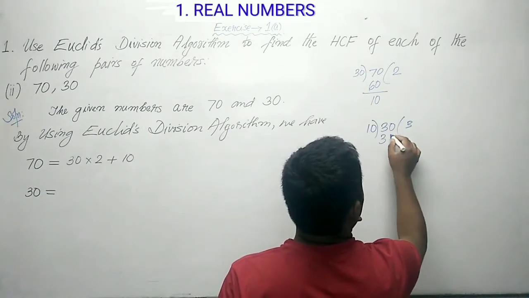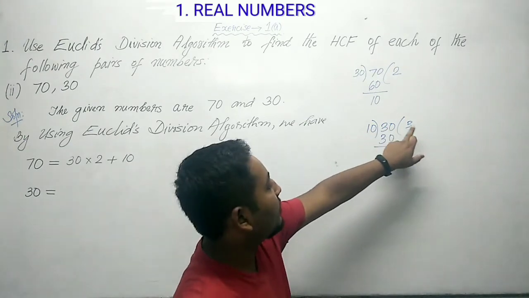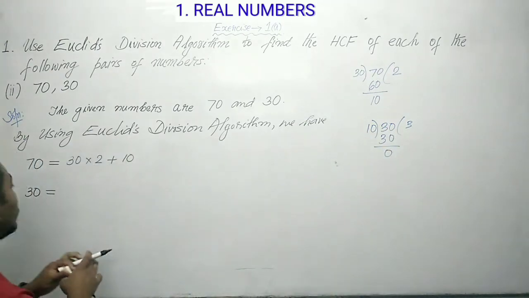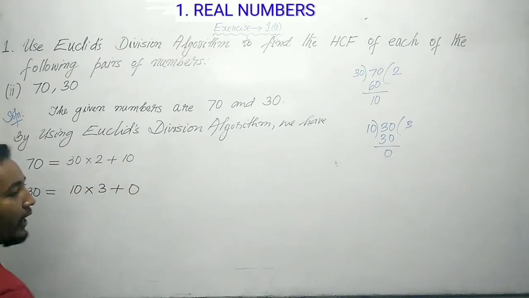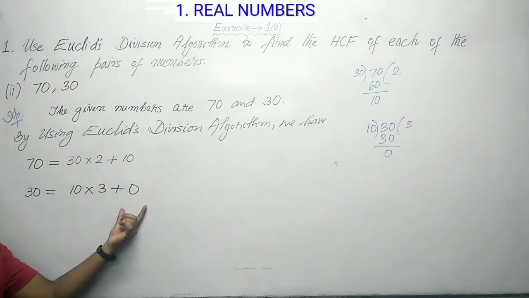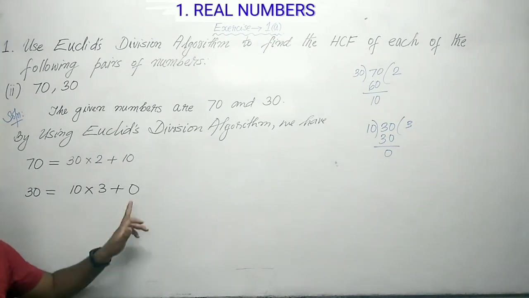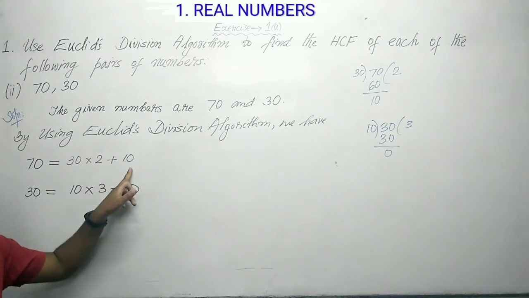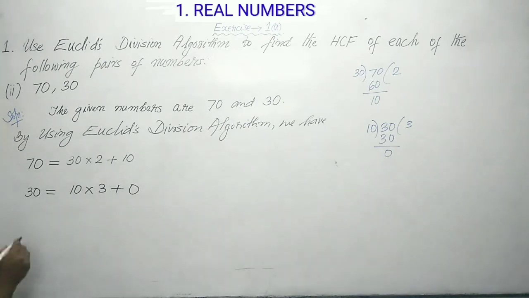10 3s are 30. Remainder is 0. Divisor, dividend, quotient, remainder. So this 30 can be written as 10 into 3 plus 0. We got 0 here. Stop. We cannot divide further. So this is a 0 remainder. This is a non-zero remainder. Which is our answer? This is our answer.